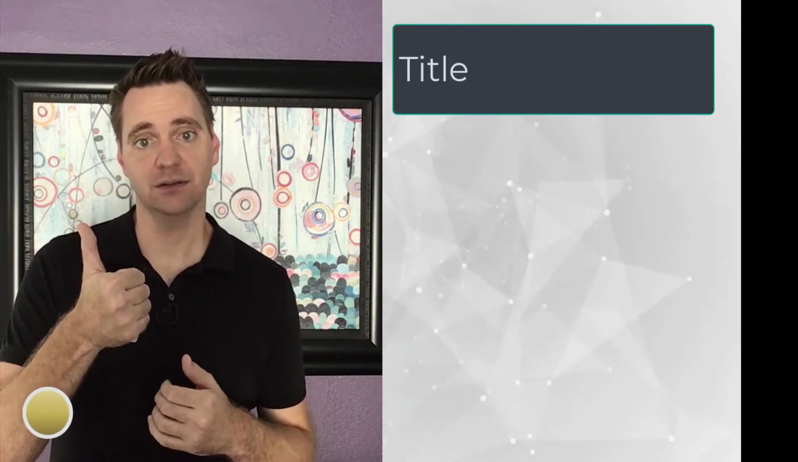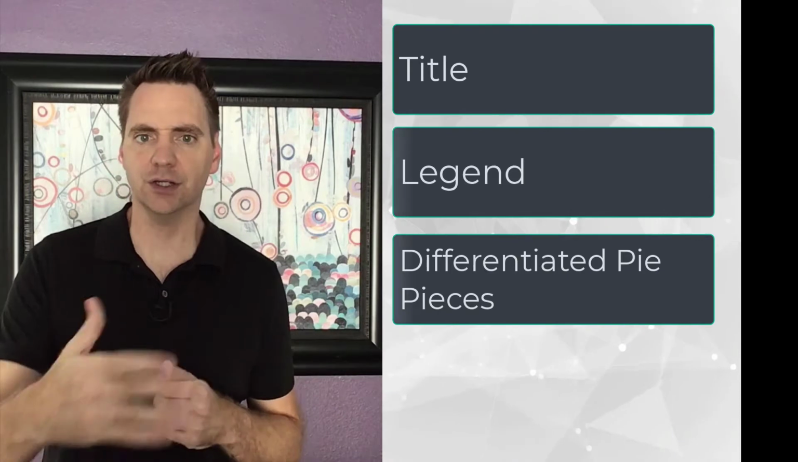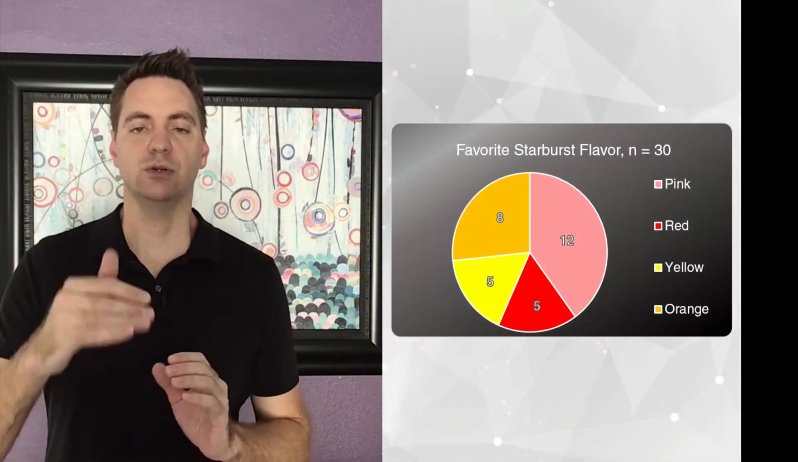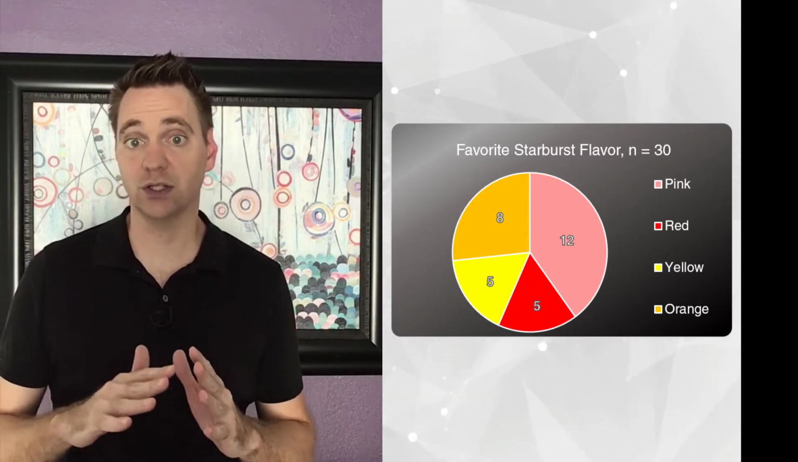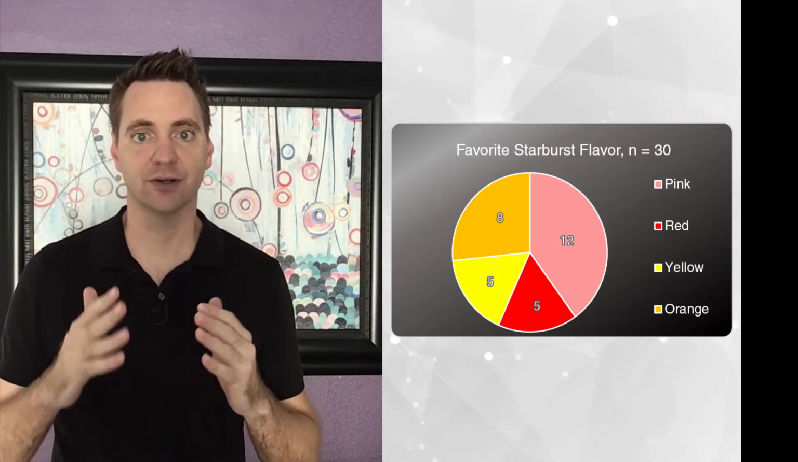Well, it needs a title, legend, and clearly differentiated pie pieces. Here you can see my study displayed in a pie chart with all the required elements. You can differentiate the pie pieces whichever way you prefer. Your guidance should just be clarity. Now, somebody should be able to easily read your graph. Written labels can often help with this.